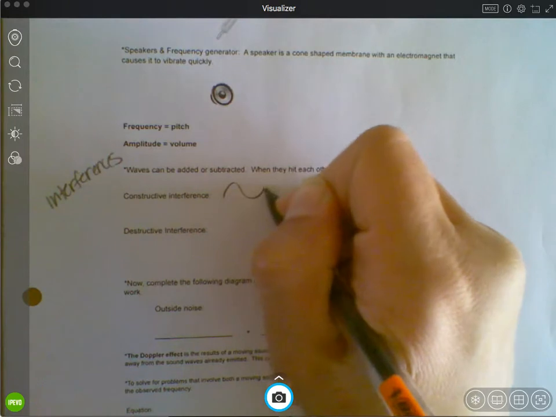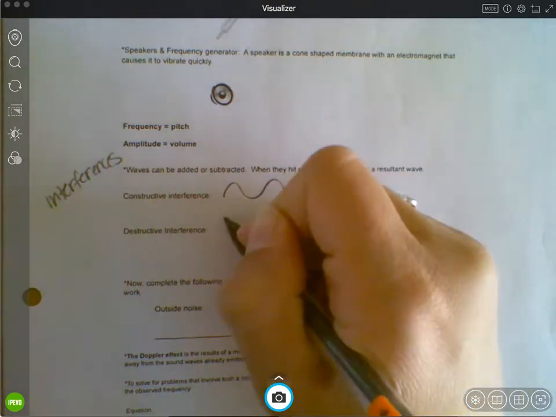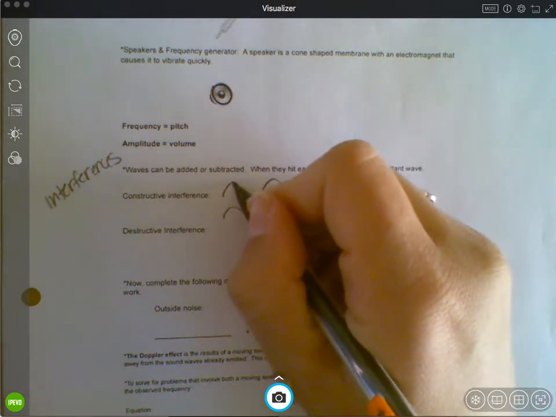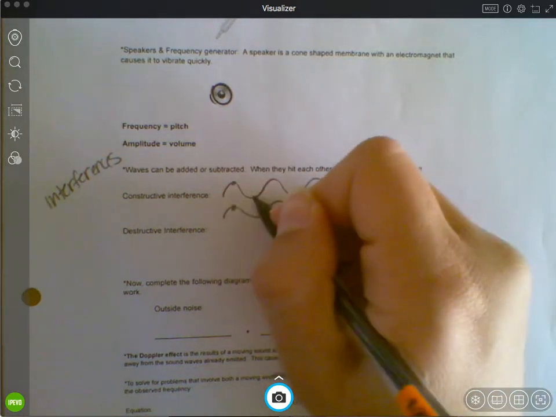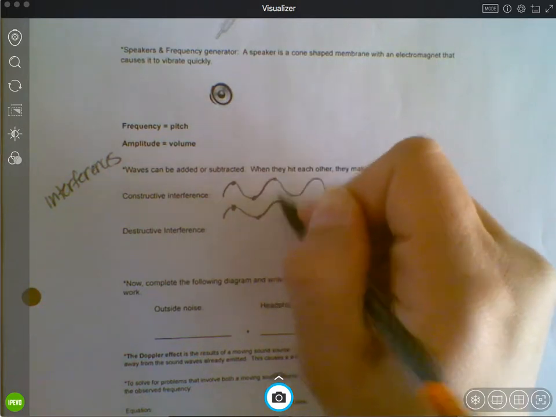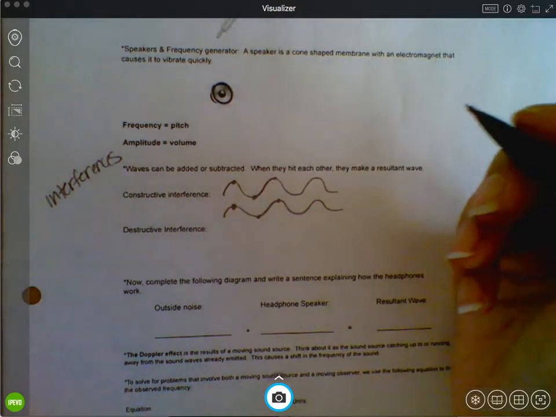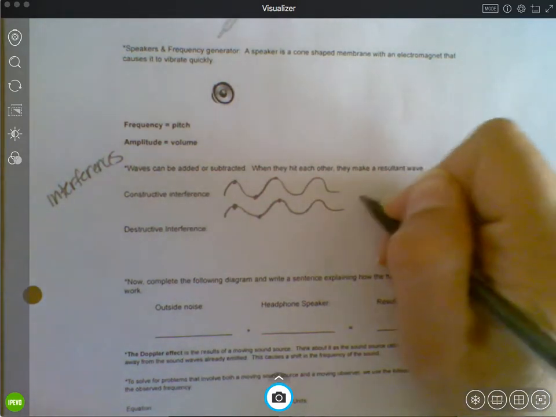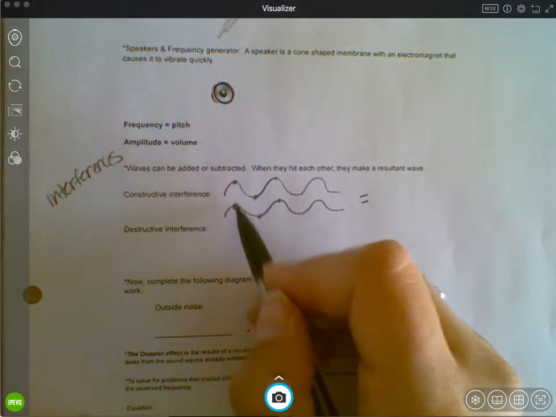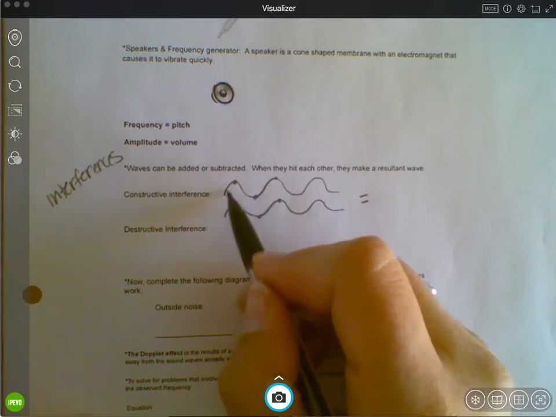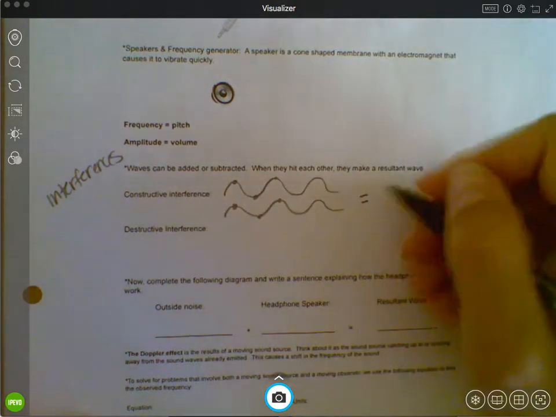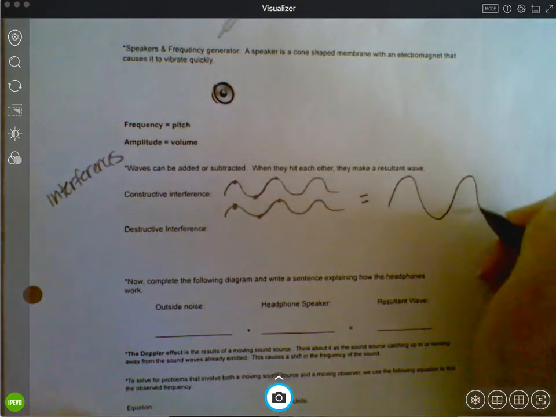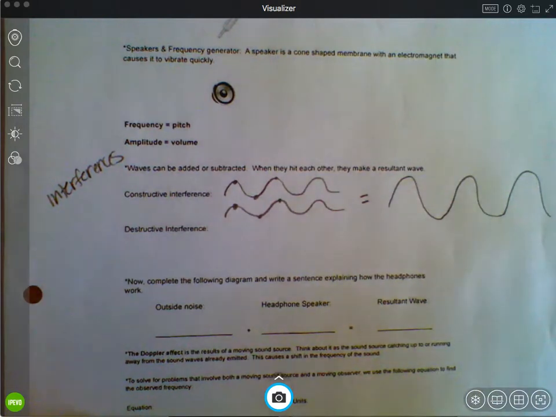Constructive means that two waves are lined up so that they're at their crest at the same time and their troughs are at the same time, those will interfere constructively, okay? And so what happens is they basically add up. So you have an amplitude here, let's say it's 2, and an amplitude here of 2. They'll make a new wave with an amplitude of 4. And so it will get bigger, okay?